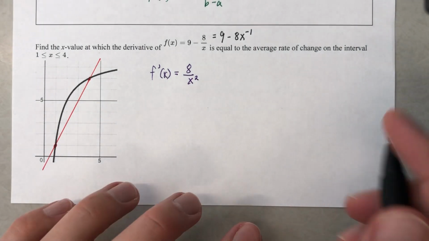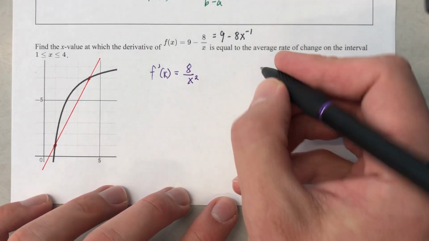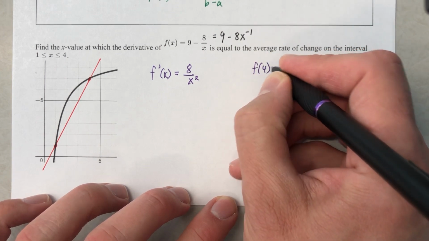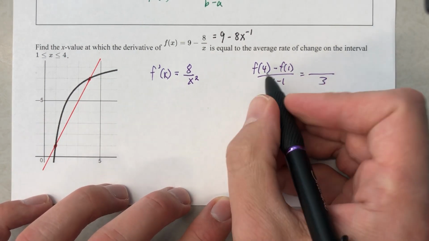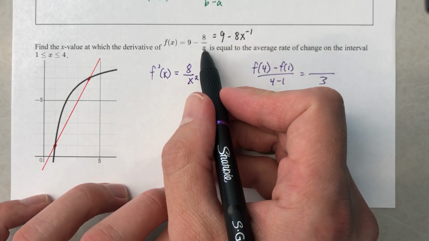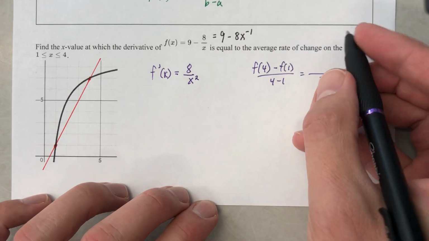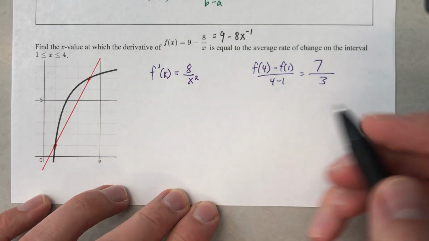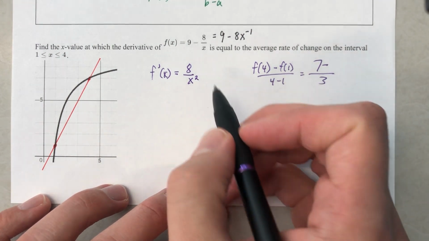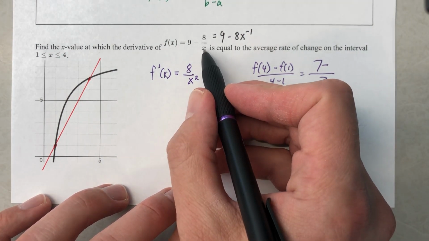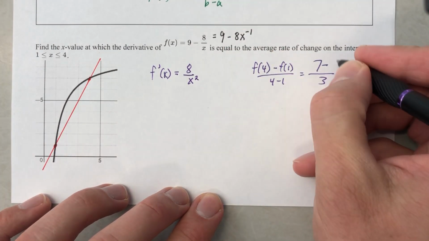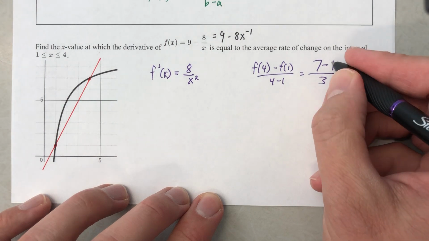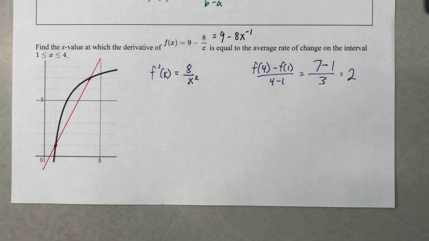Yay! We also need to find the average rate of change, which will be f of 4 minus f of 1 over 4 minus 1. Clearly a 3 in the denominator. F of 4, if we plugged a 4 in right there, we would have 2, so 9 minus 2, which is 7. Makes sense. And we will plug in 1 here. That'd be 8, so 9 minus 8 is going to give me 1, which makes sense. So we have 6 over 3, which is 2. Wow, okay. So the slope is 2.